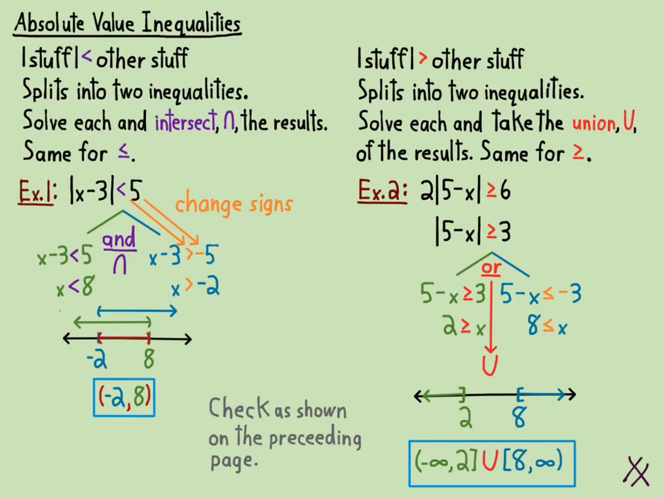Sometimes, when you union these, you can get all real numbers, like if these two overlapped. And sometimes, like if we were to intersect these two, we would get the empty set. Anyway, that's the end of that section. I hope that helps.